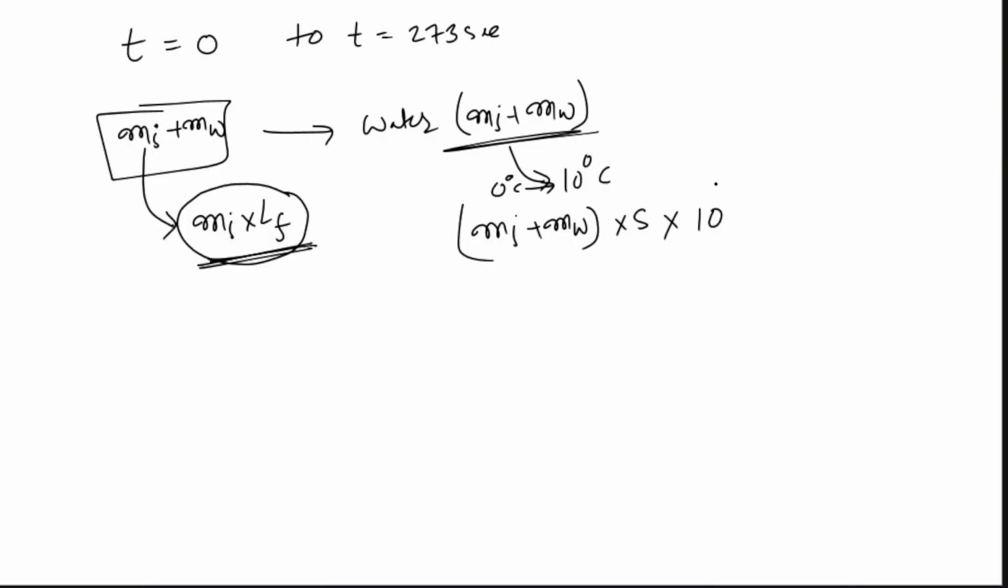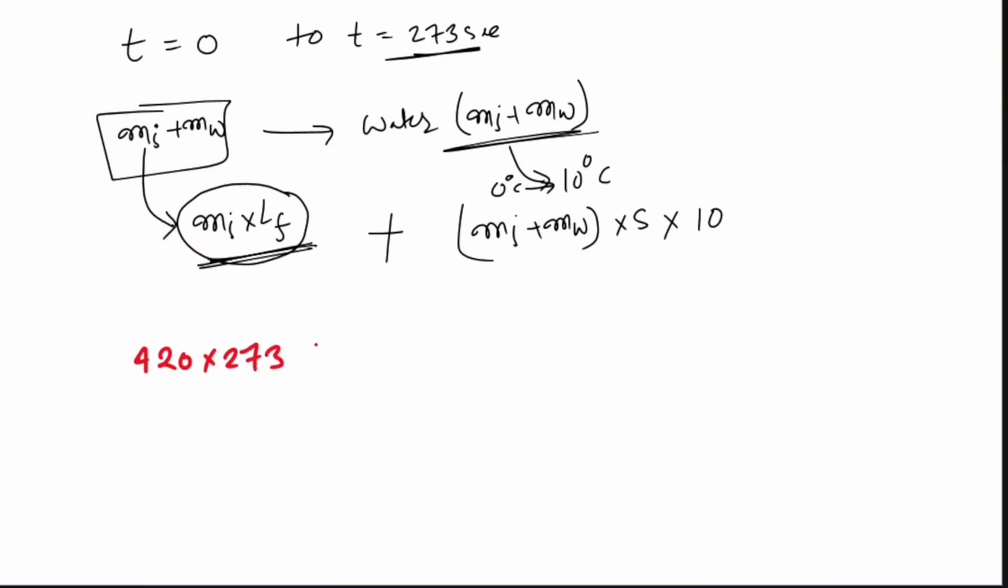So this is 10. And this whole heat has been given by the heater, which is providing energy at what rate? 420 joule per second. And this has happened in what time? This has happened in 273 seconds. So what is the total amount of energy supplied? If you write the total amount of energy supplied, that is 420 into 273.